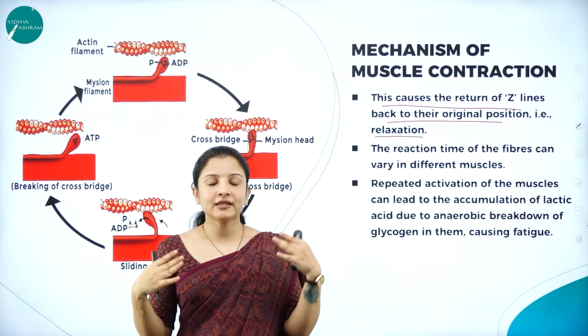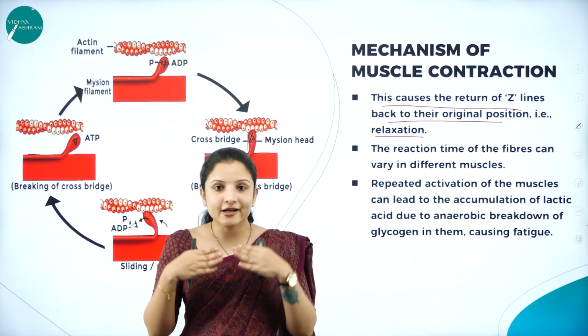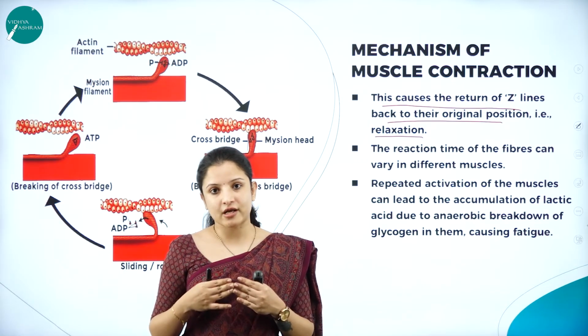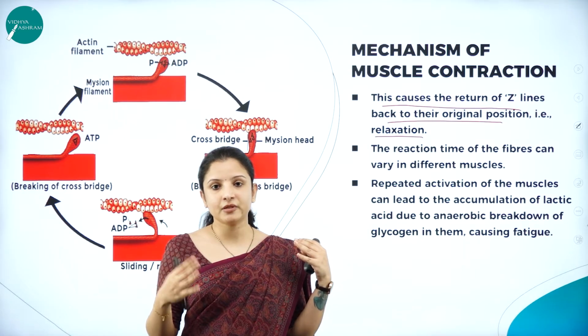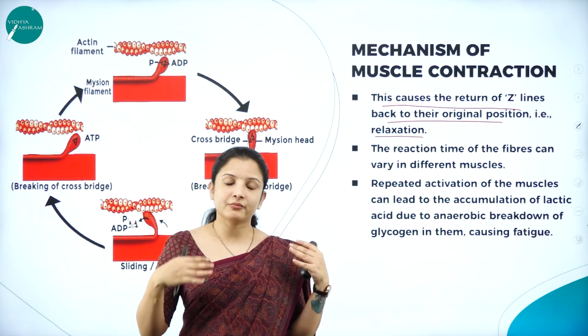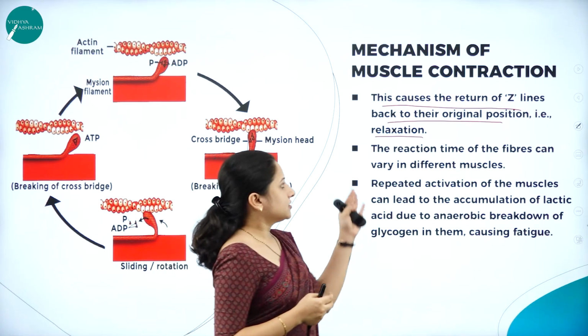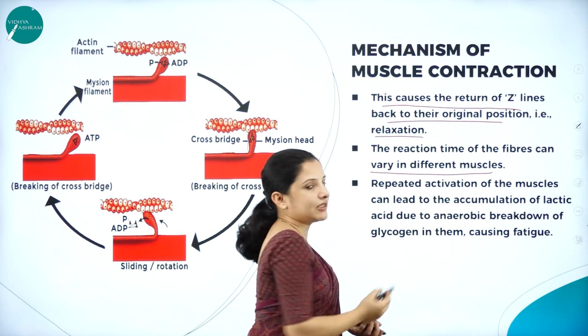So we all knew that the Z lines that are present on either side of the actin filament had shortened, right? They had shortened the actin, which led to contraction. Now after all this process, until the calcium ions are available, it will continue. But once the calcium ion depletes, they will come back to the relaxation process. So the reaction time for the fibers can vary in different muscles. That is true.